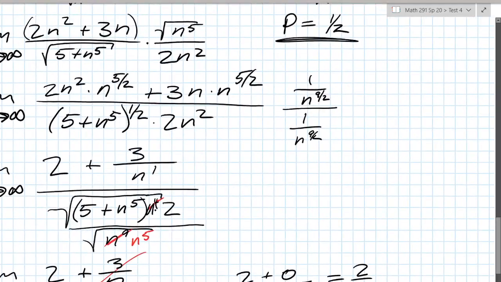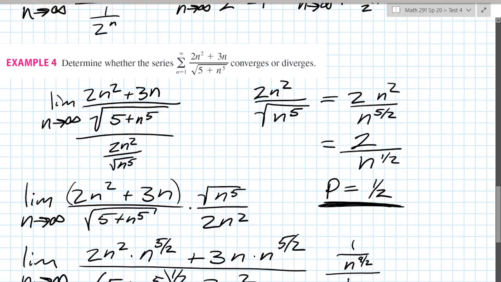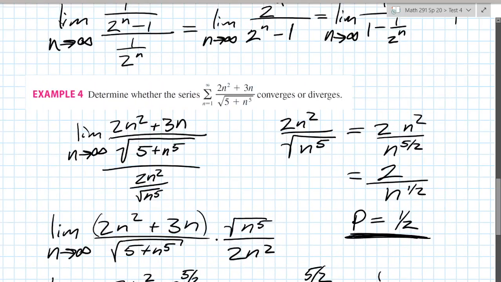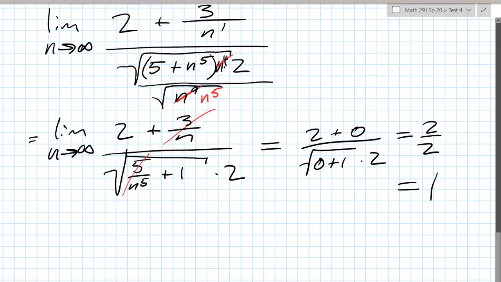So we've got our divergent p-series compared with this new one. The limit works out, so this is divergent as well. The end.